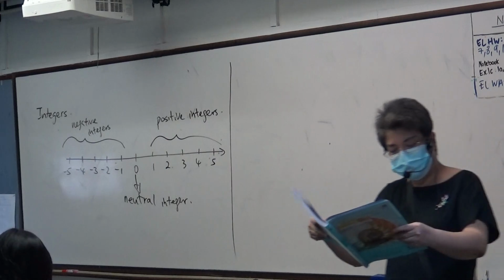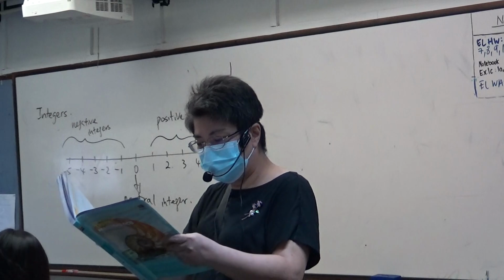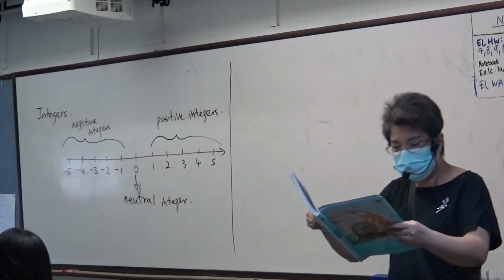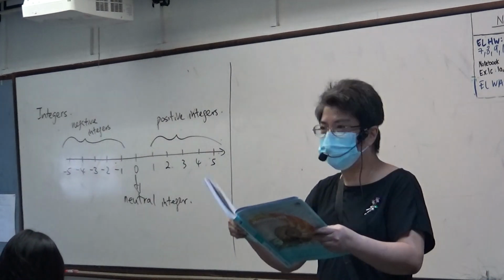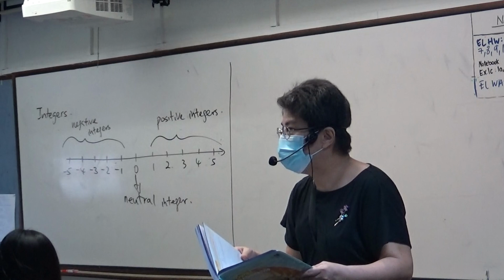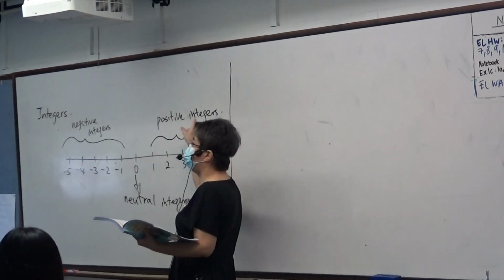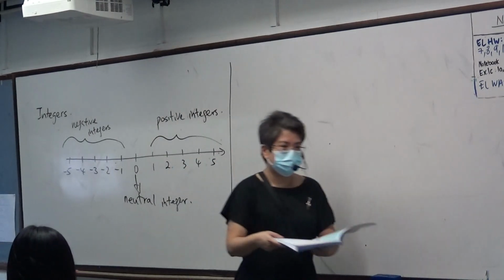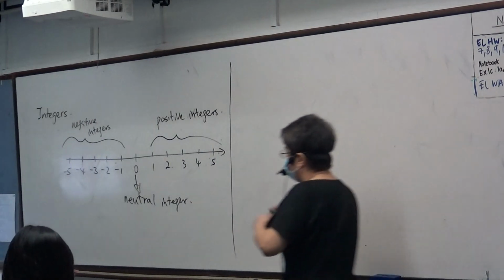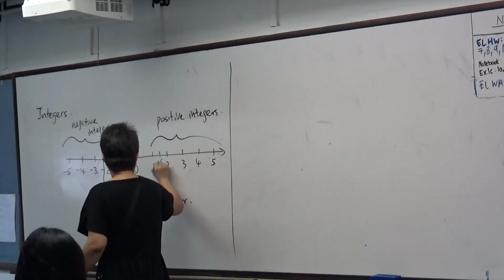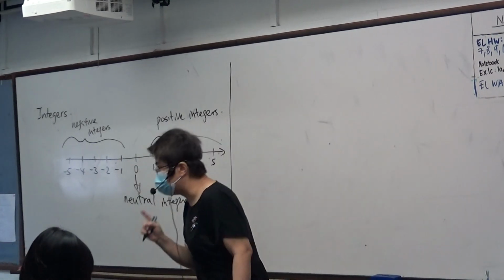Alright, let's take a look at page 32. In primary school, we have learned about whole numbers, decimals, and fractions. These numbers are greater than or equal to 0. Numbers that are greater than 0 are called positive numbers. But if it is this kind of whole number, it is called a positive integer. What's the difference between positive numbers and positive integers? For example, I have 1.5. This is a positive number, but it is not a positive integer.